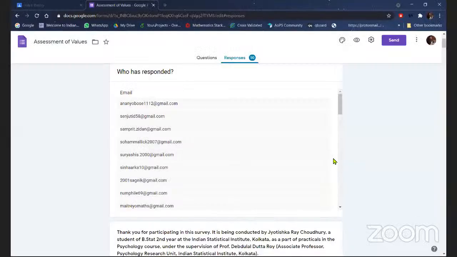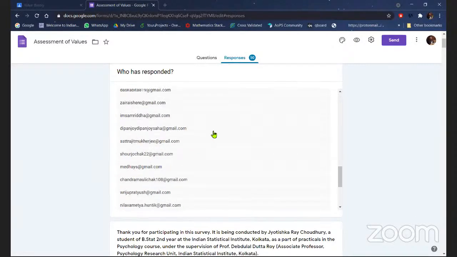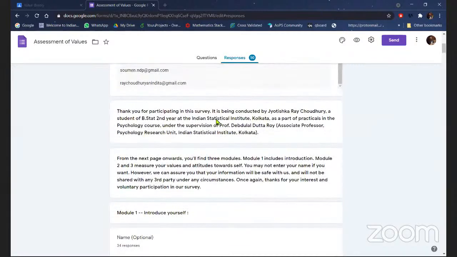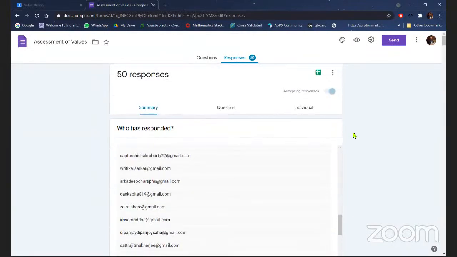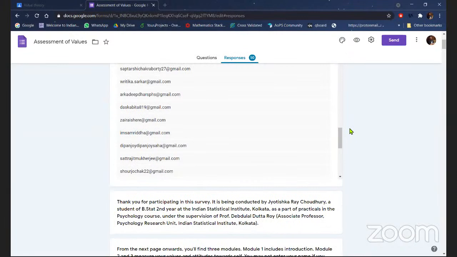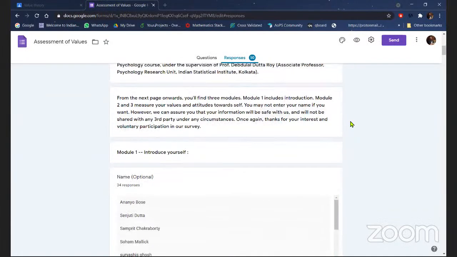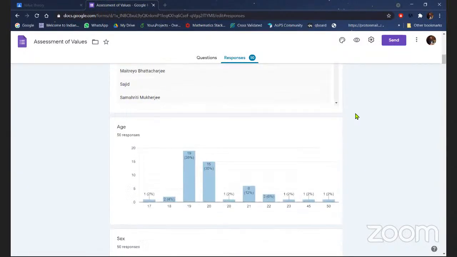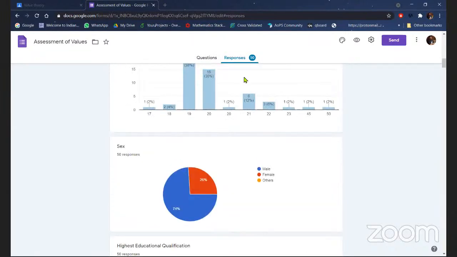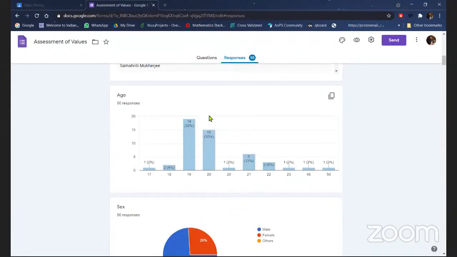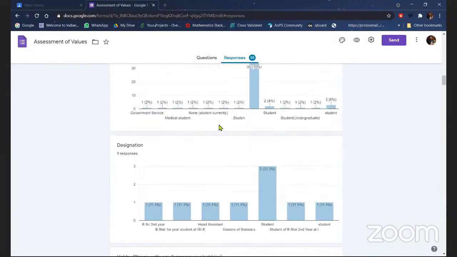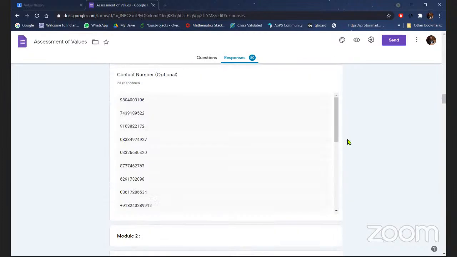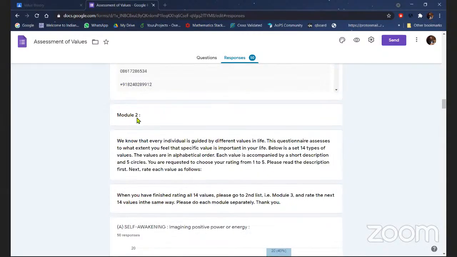Collect data from 50 people, and their email addresses are here. Okay, the email address is not required. Yes, sir. But I mean, this is a way to contact them. And the results are here. These are ages, sex, education, qualification, all these introductory things, and the main survey starts from here, module 2.